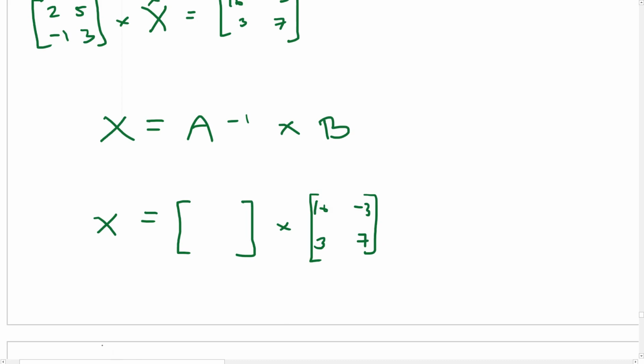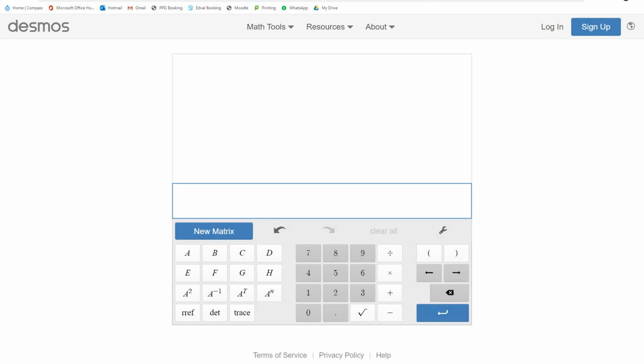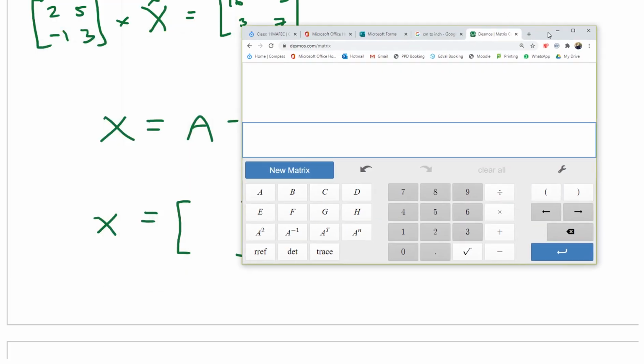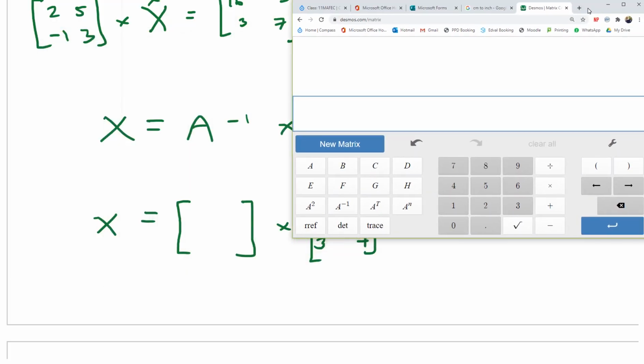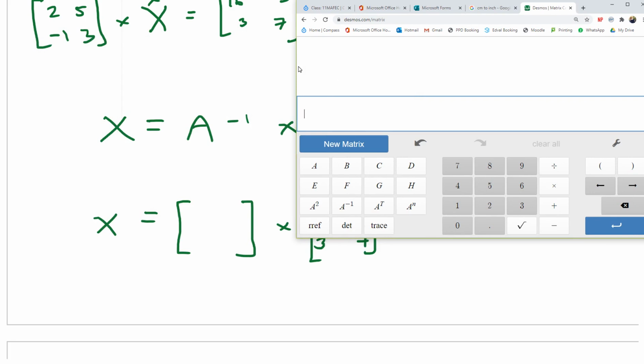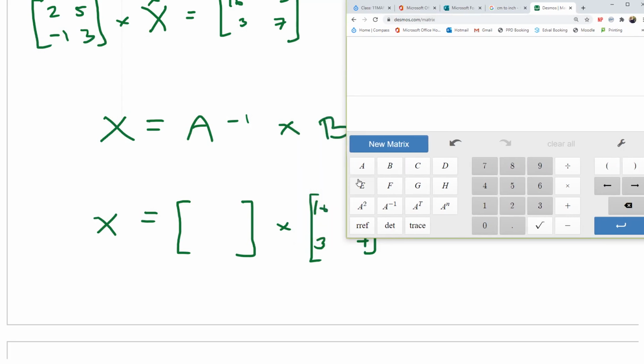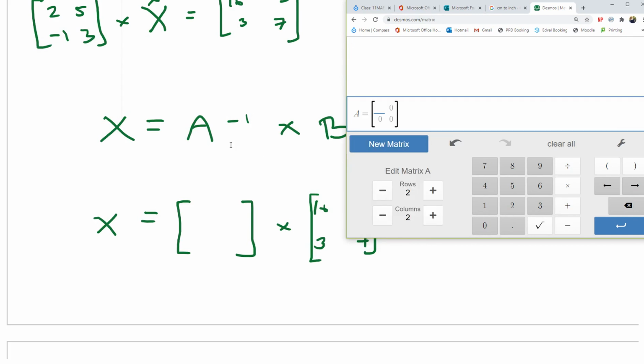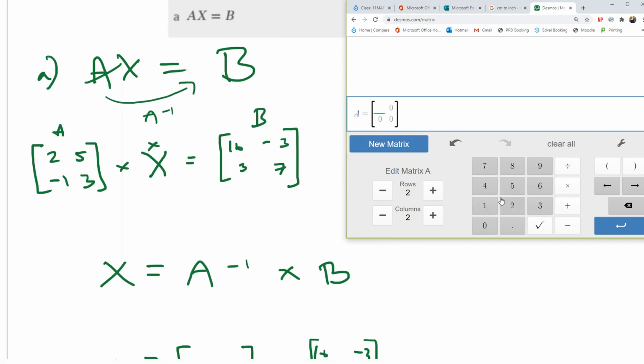I'll use the online version for this one, so you can actually have more than one way to do this. Remember, when you have the online version of the matrix calculator, always start off by naming your matrix first, so then you get a new matrix. It'll always make it a 2 by 2, which is ideal because generally that's what you'll have anyway. So you've got 2, then 5, then -1, and 3.